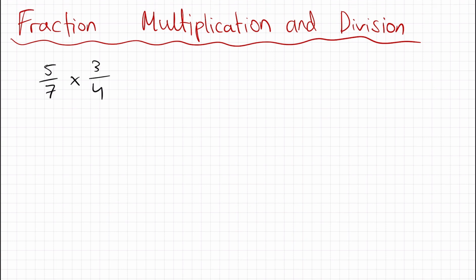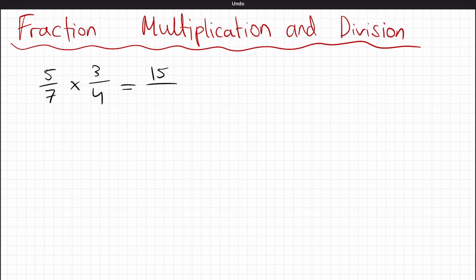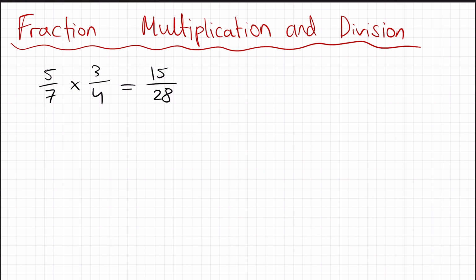So all you have to do now is you simply multiply the top number of the first fraction to the top number of the second fraction. So you'll get 15, and you literally just do the same thing for the denominator. So you're going to get 7 times 4, which is just going to be 28. And that is your answer to that. So that was super simple.